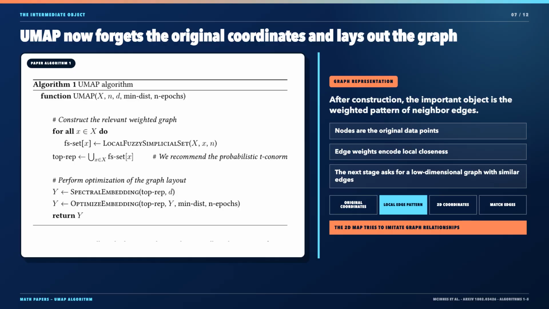After these local graphs are merged, the original coordinates are no longer the main object being optimized. UMAP works with nodes and weighted edges. The low-dimensional map receives new coordinates, but its purpose is to recreate a similar pattern of strong and weak connections. Exact original distances are not directly copied.